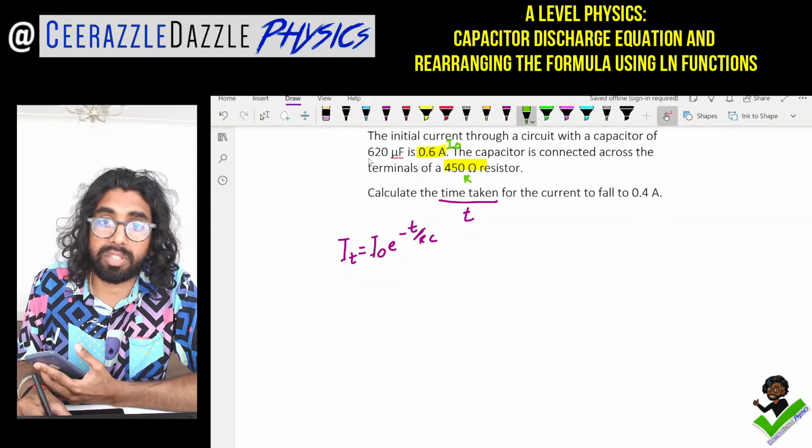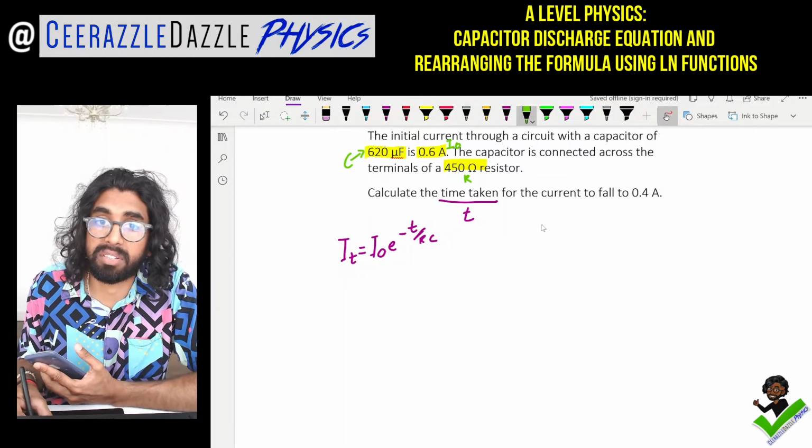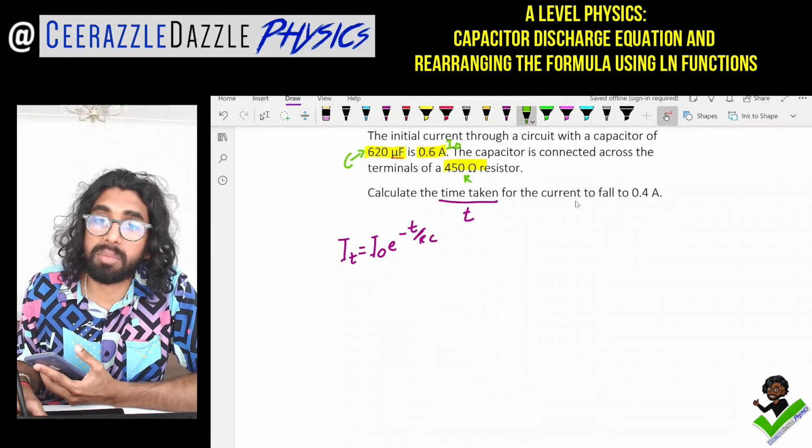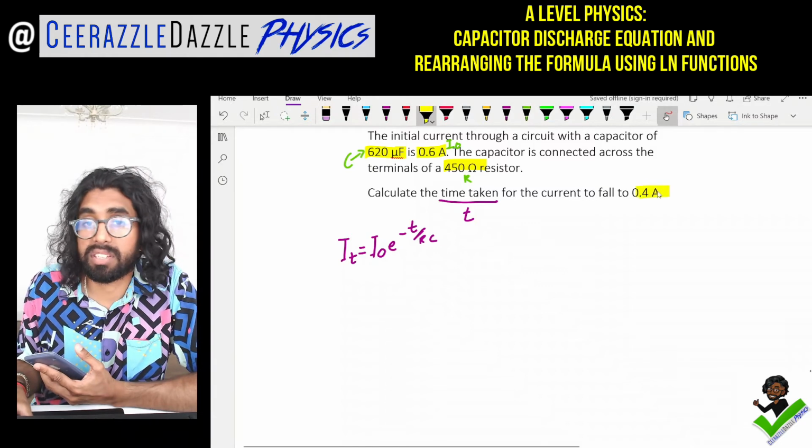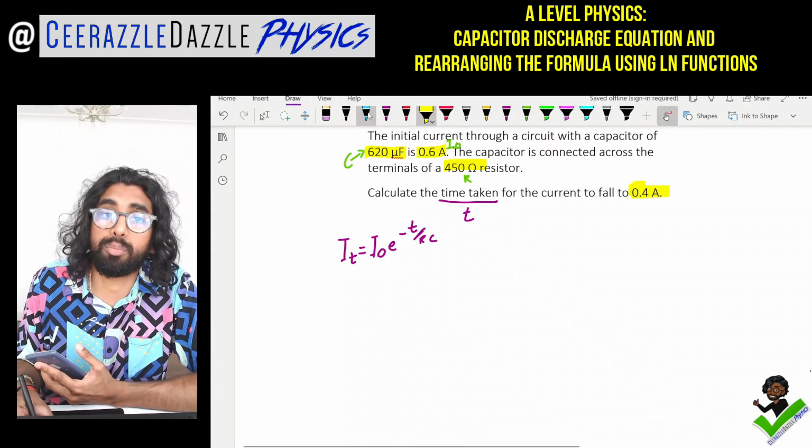And we know it's going to be the capacitance. This is going to be C over here. This bit over here is the capacitance value. And we're working out the time taken for the current to fall to 0.4 amps.